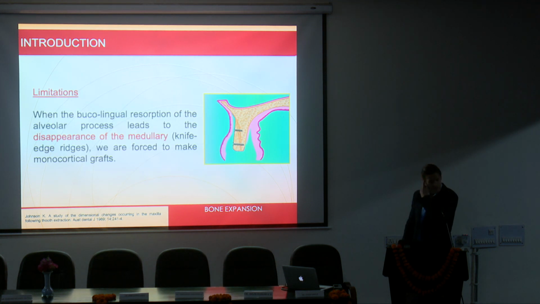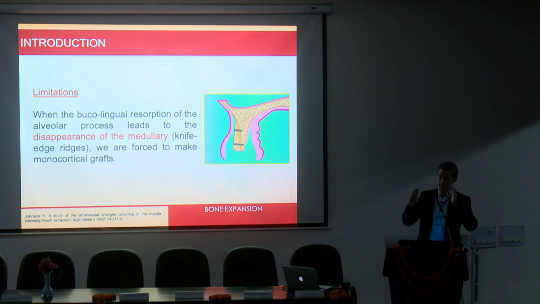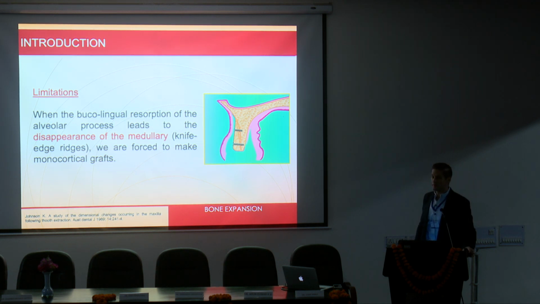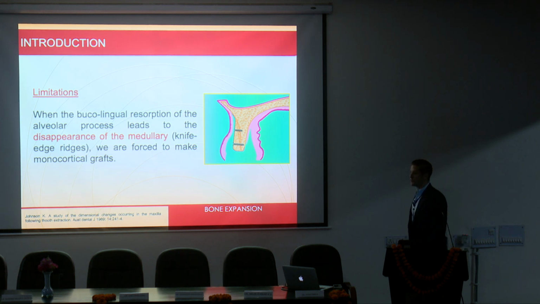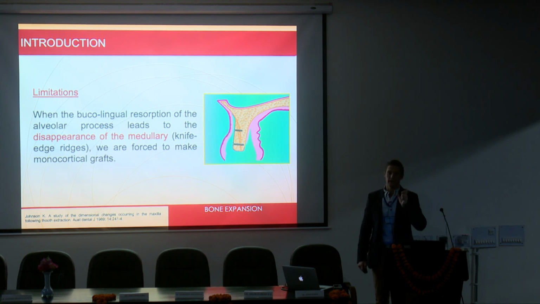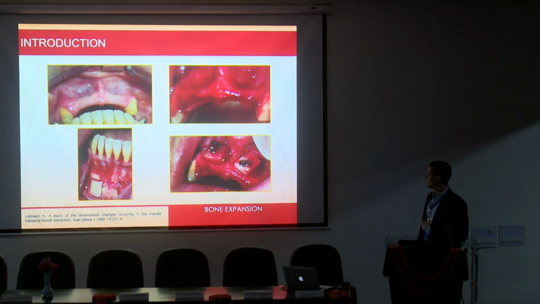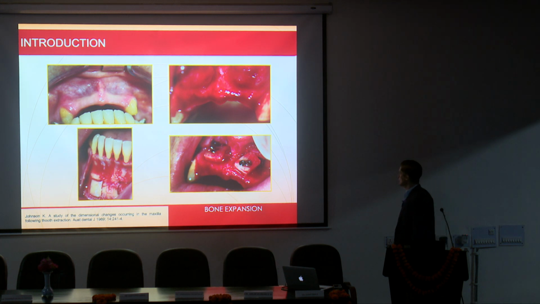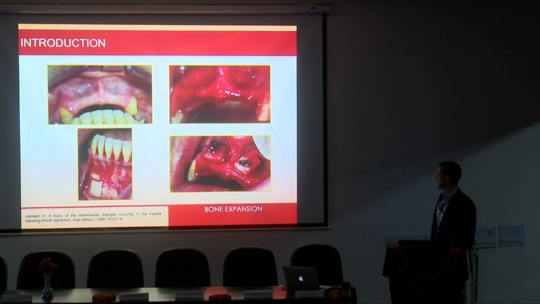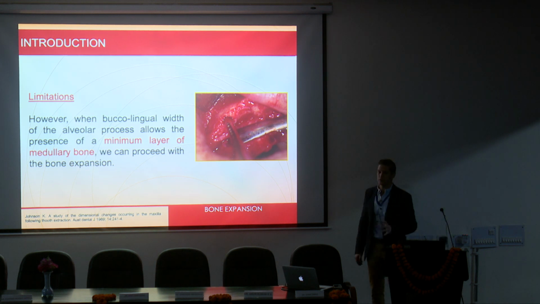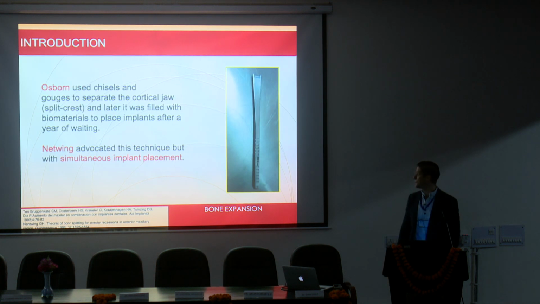But these techniques have limitations. If the technique consists in separating the two corticals, the two plates, if it's not one of the corticals, we can't make this technique. And if we don't have medulla between the corticals, this technique can't be developed either. So in these cases, we must use more complicated techniques such as bone graft. But if we have medullary bone between the two corticals, we can develop this technique.